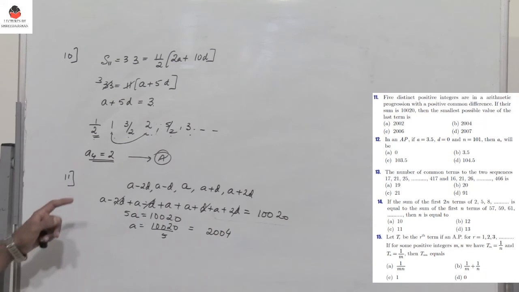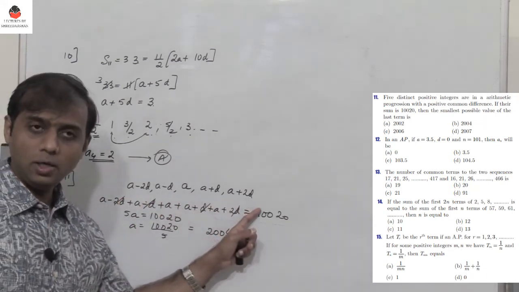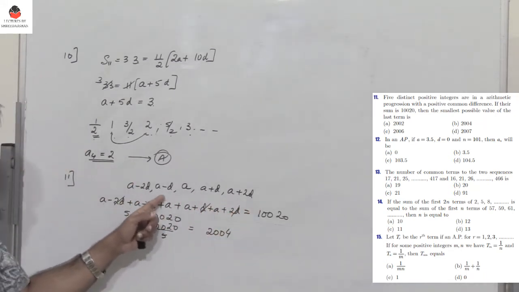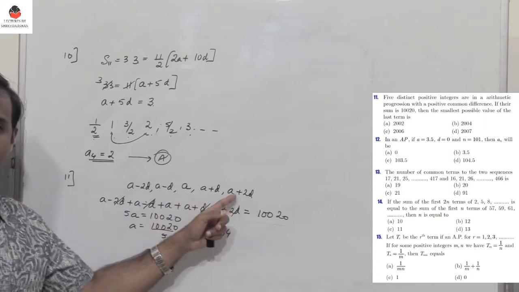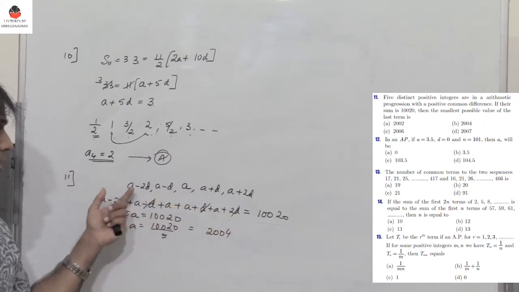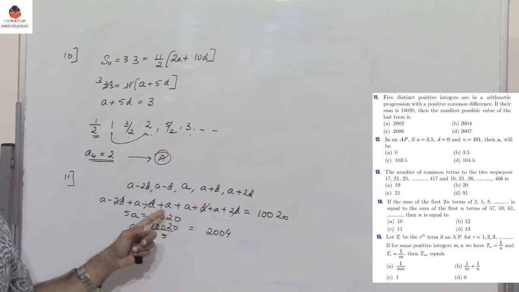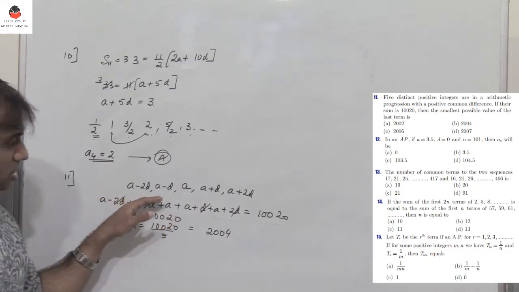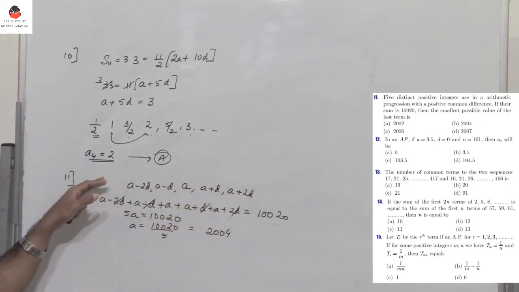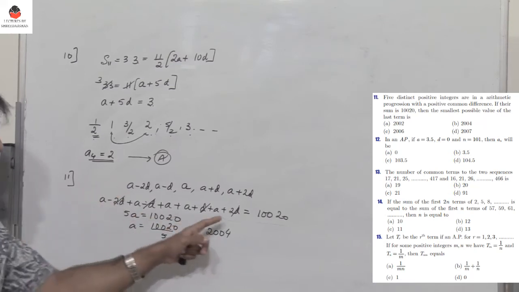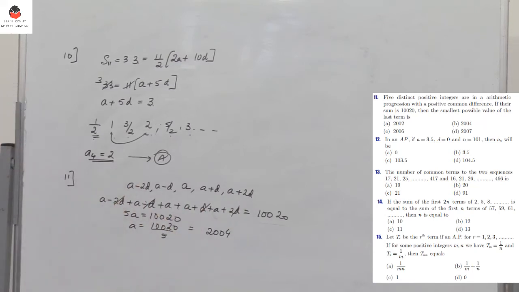Now what happens if I consider the 5 numbers as a plus d, a plus 2d and so on? What happens when I add them? You will have a as well as d. So a convenient way is to consider the arithmetic progressions in this format, so that when I add all of them, the value of d gets cancelled.